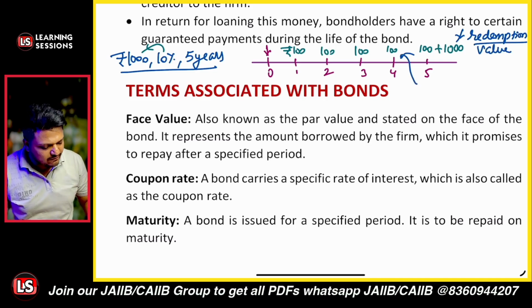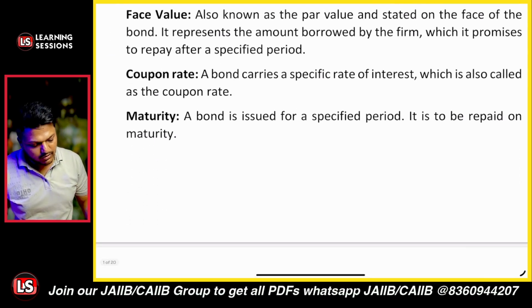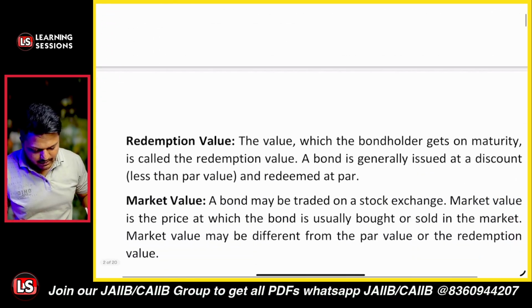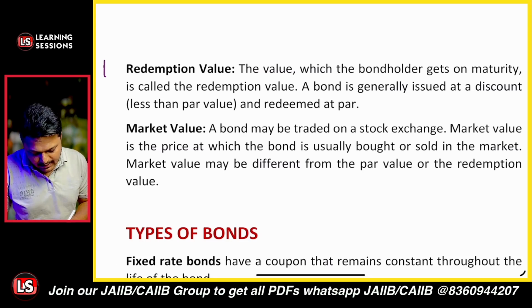And the rupees 100 being received is a coupon. The rupees 1000 which was initially invested is showcased with a negative sign because it's a cash outflow. This is the face value or the par value, right? So that is the scenario. You have understood the terms so far: what is face value, what is a coupon rate, what is maturity, and what is redemption value? The value which the bondholder will be getting at the maturity of the bond is the redemption value.